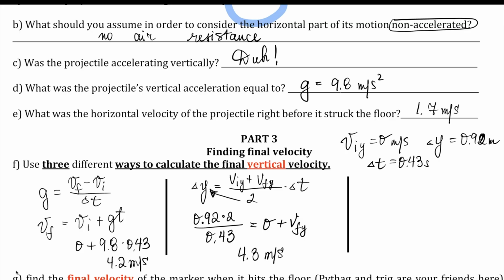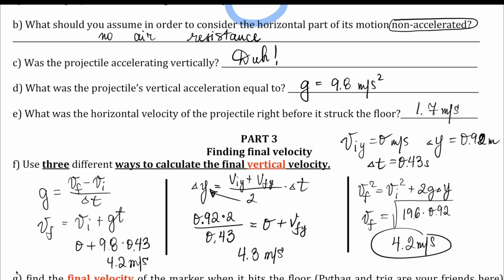Anyway, then I also have the equation V final squared equals V initial squared plus 2G change in y, where V final is going to be a root of 19.6 times 0.92. That is 4.2 again. I'm going to use that because I got it twice.